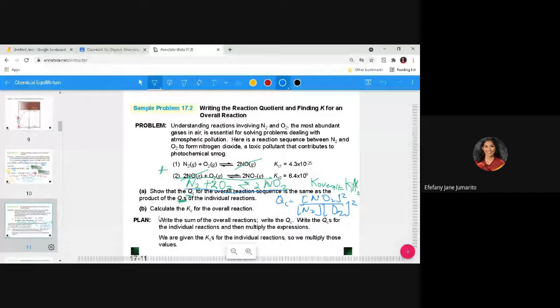Okay, so that is letter A. We proved that QC1 times QC2 is equal to QC. So that's it. Now letter B: Calculate KC for the overall reaction. What is KC, class?